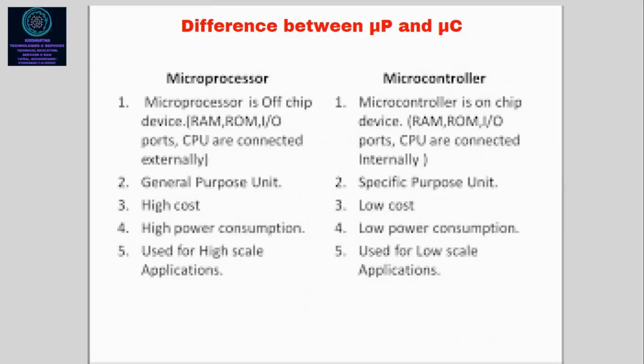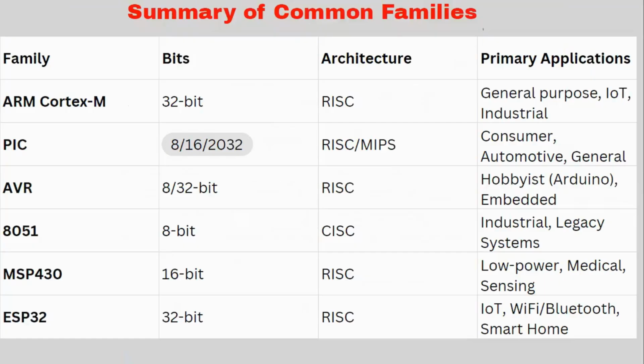Microprocessors are general purpose, whereas a microcontroller is a specific purpose unit. It will be given a specific task, or where a specific task is there, it will be used there. High cost, that is microprocessors. Low cost, that is microcontrollers. High power consumption and used in high scale applications in the case of a microprocessor. In the case of a microcontroller, low power consumption and used for low scale applications. So this difference you have to compulsorily remember.